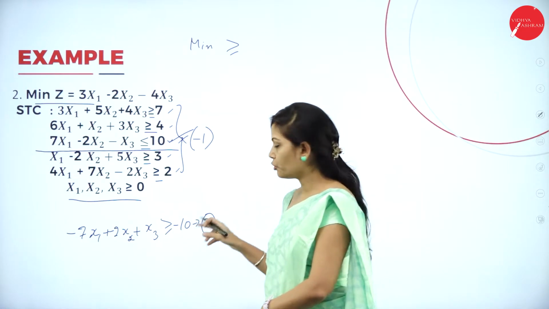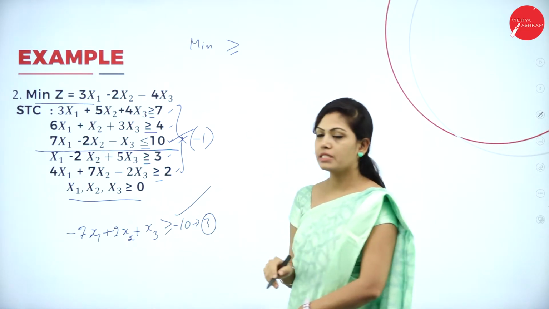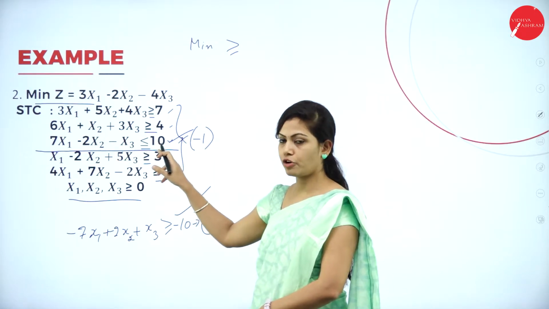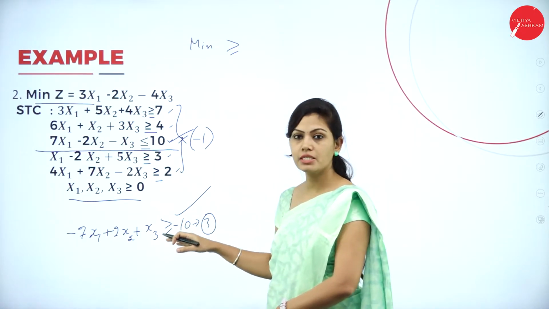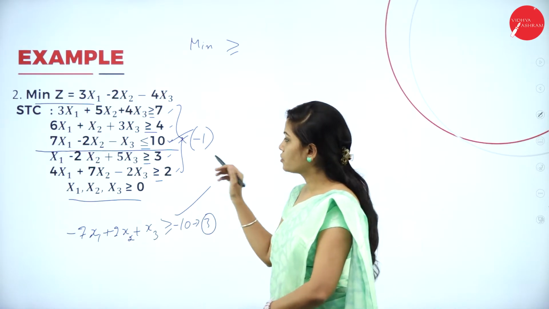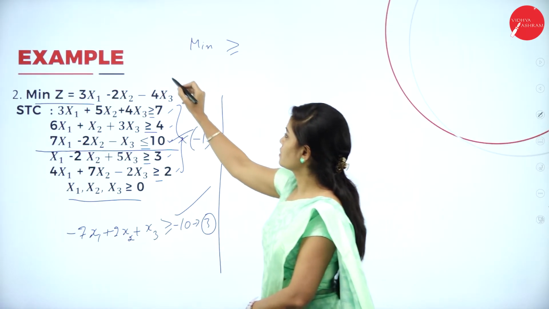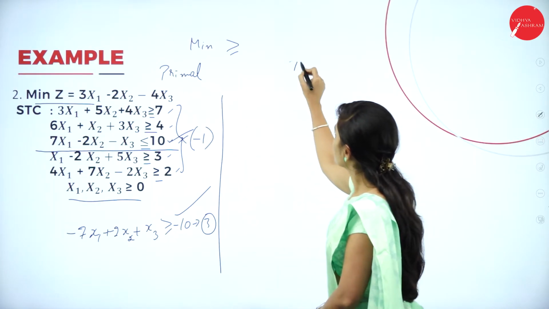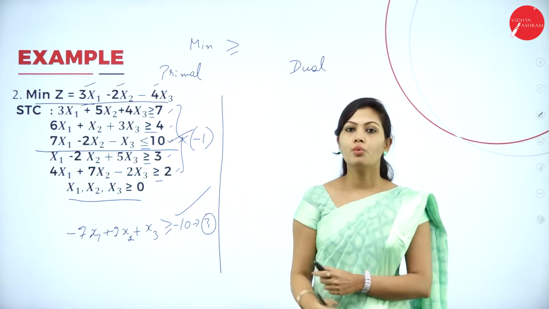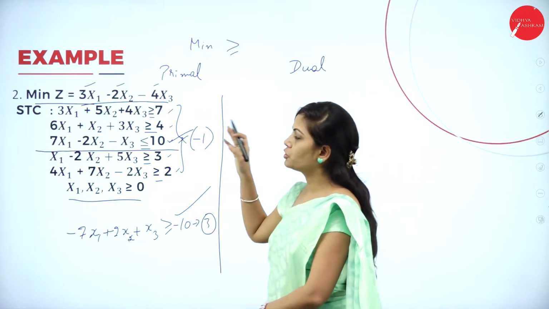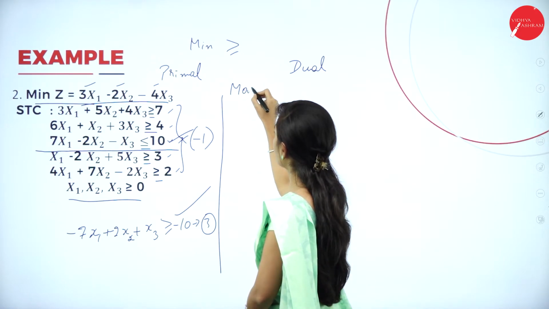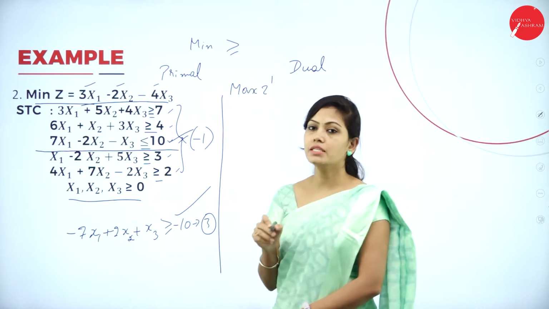For the next step, you need to consider this constraint. You are not supposed to consider the old one because it is not in the correct format. Now I have converted it into standard form, so I will convert this primal into dual. What is the first step from primal to dual conversion? Min z changes to max z dash or max z star.